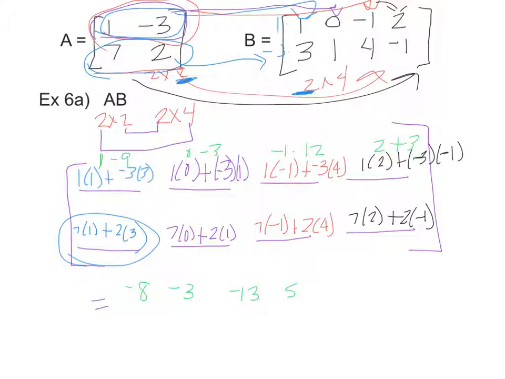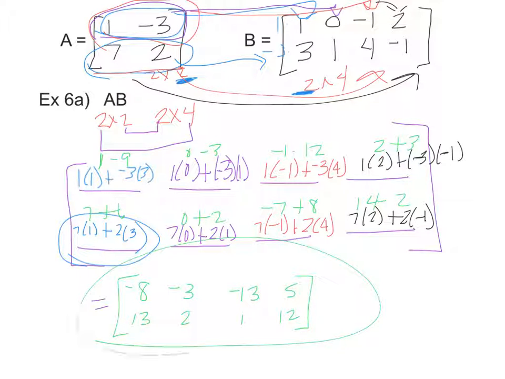There's my top row. Now this is 7 plus 6, giving me 13. 0 plus 2 is a 2. Negative 7 plus 8 is a 1. And 14 minus 2 is a 12. And that, ladies and gentlemen, is your final answer. So the big deal on this one is just matching up the spaces. Once you get your new dimension, put those blanks in there, match it up. That's all there is to it.